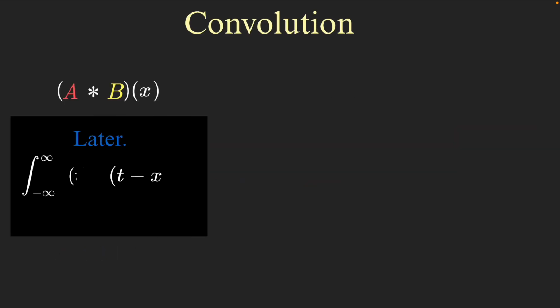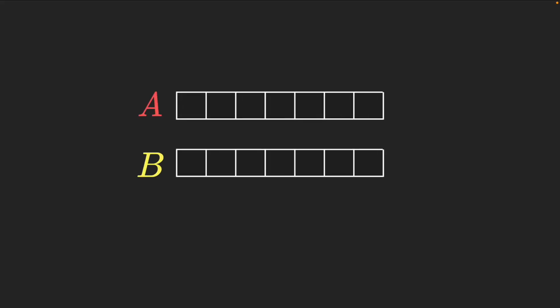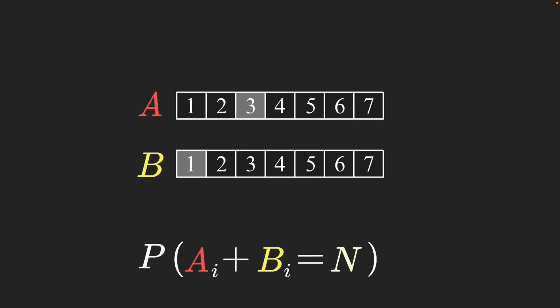Convolutions are not just useful for combining two functions, but they share an important role in image processing. If we start with two different arrays, I'll call these array A and array B, and we'll fill them with numbers from, say, 1 up to 7. And our goal here is to pick two random numbers from these two arrays and find out the probability of finding various sums.